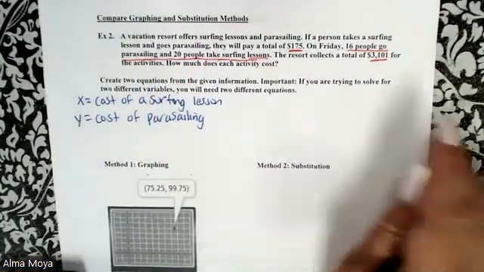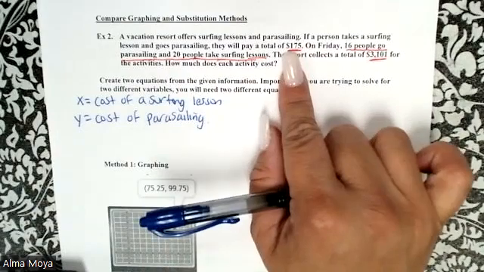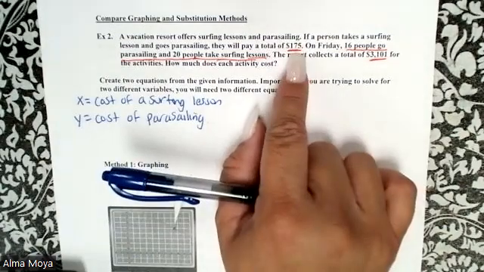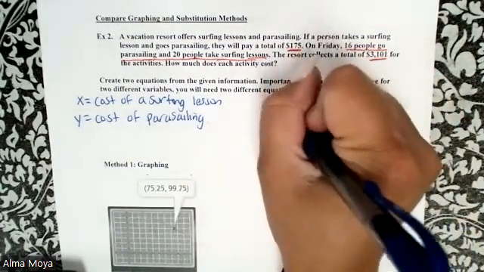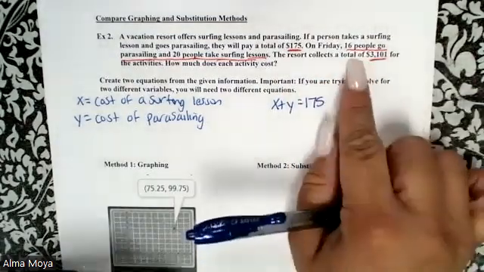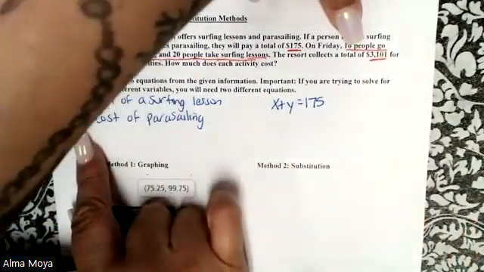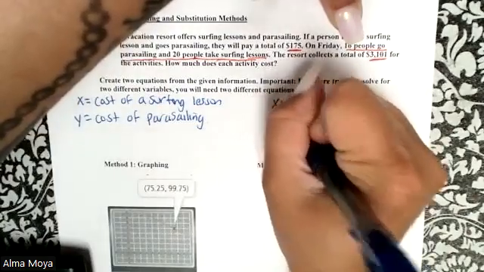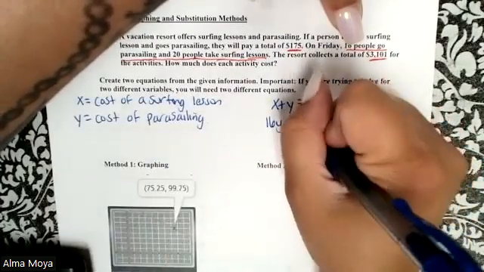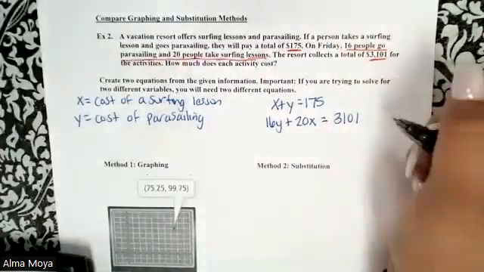Now, the first equation says, if a person takes a surfing lesson and goes parasailing, they will pay $175. That's one equation right there. One surfing lesson, one parasailing equals 175. So I'm going to set X plus Y equal to 175. The next equation says 16 people go parasailing, so that's going to be 16Y. And 20 people go surfing, so surfing is X, that's 20X. And that total cost $3,101.